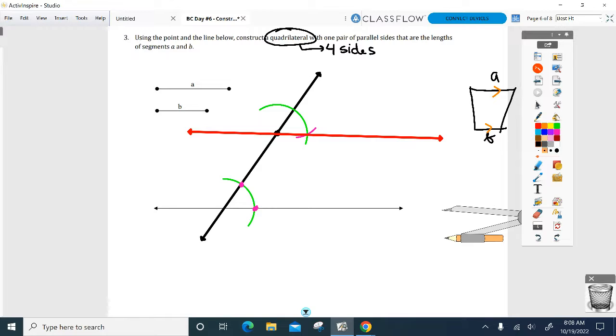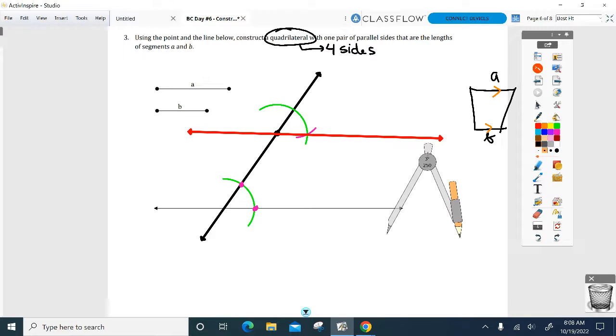So we have the parallel part, right? Now we need the four sides and lengths A and B. So everyone, let's do A first. Open up your compass to A. It's got to go on one of the parallel lines. A has to be copied onto one of the parallel lines.